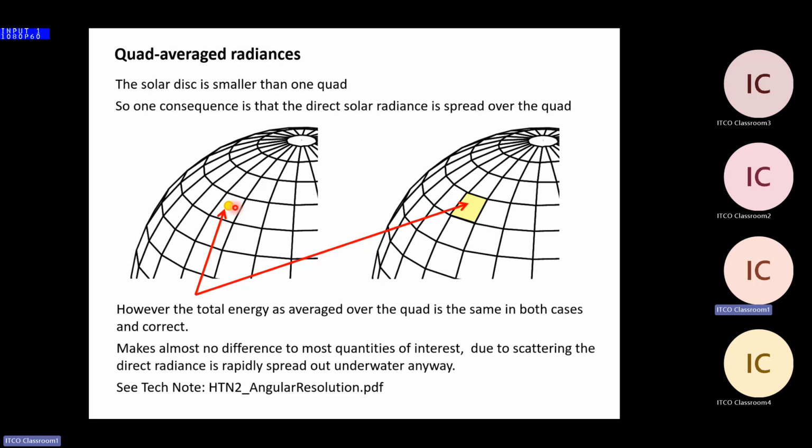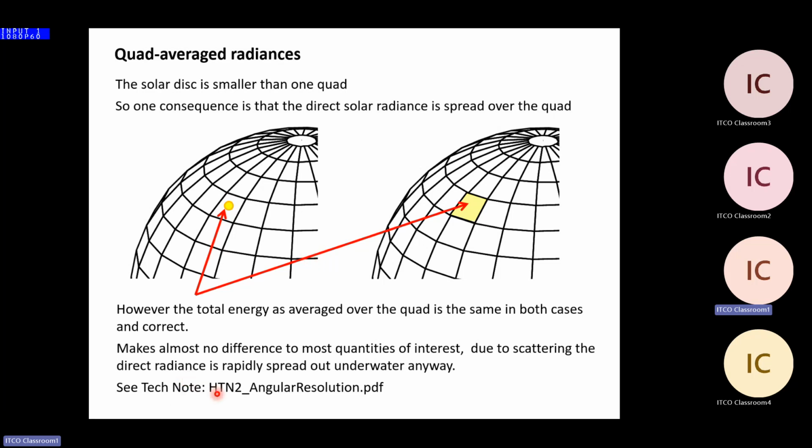Most of the time, it makes almost no difference to the things that we're interested in, but it could make a difference in certain questions. If you want to look directly at the sun, then it makes a difference, because if you point a virtual sensor in Hydrolight directly at the sun, you wouldn't get the right radiance, because you would get the quad average radiance spread out over a larger solid angle. But generally speaking, for most quantities like reflectance and so on, it doesn't make very much difference.